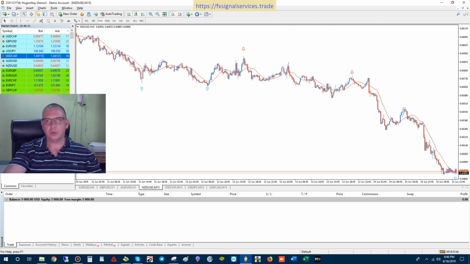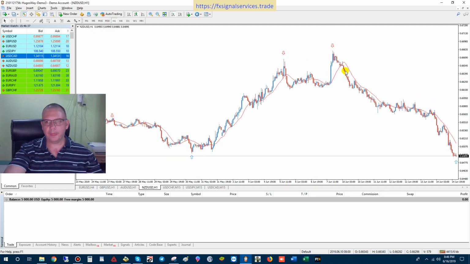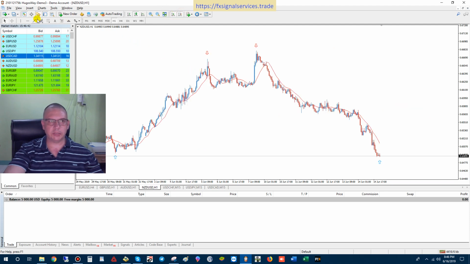Okay, now if we draw a trend line coming down, this trend line is not going to be perfect, but if we draw a trend line like this, I don't see really technically a third point.